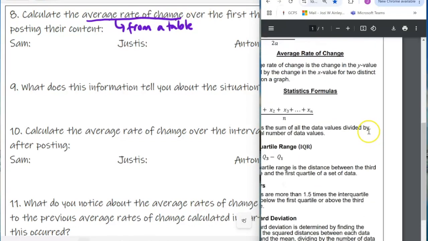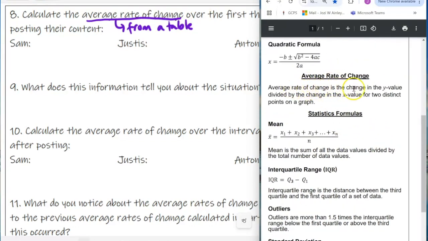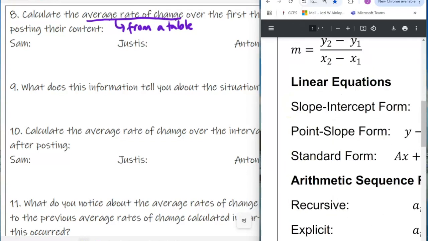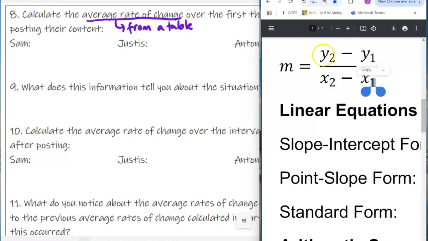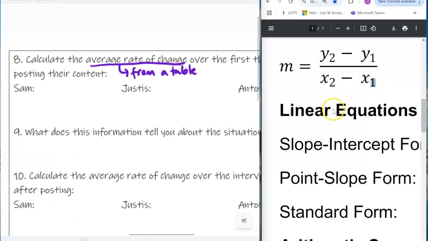I'm going to read average rate of change. It says average rate of change is a change in the y values divided by the change in the x values for 2 distinct points on the graph. And you can see automatically that's what slope means. Only difference is it's over 2 distinct points. They give you x2 and x1. That's what that means. So I'm going to go ahead and already write this down so that I have this in my notes.